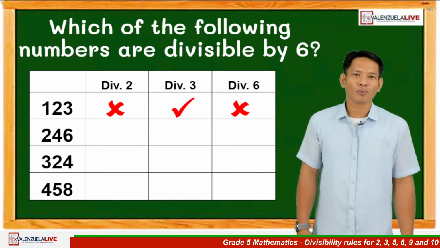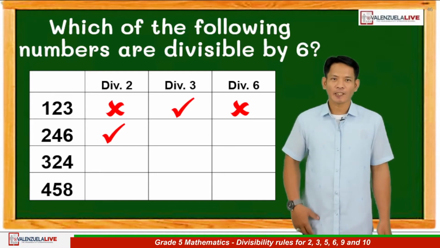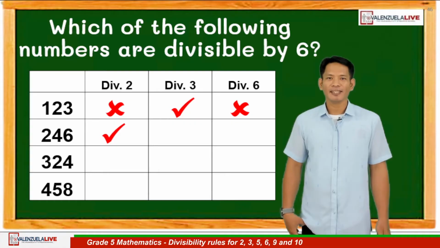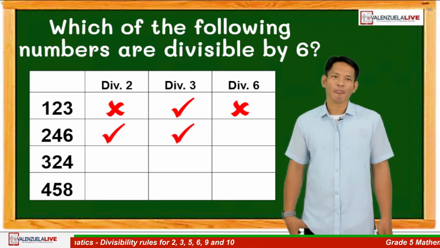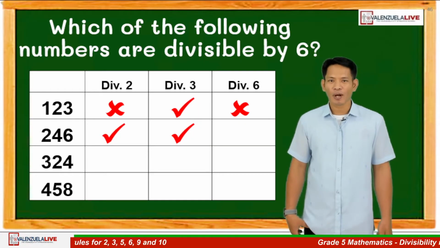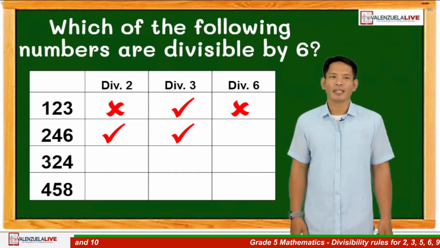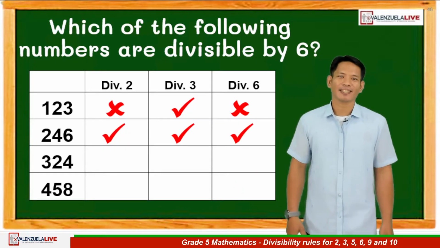How about 246? 246 is divisible by 2. Is it divisible by 3? Yes, because the sum is 12. Therefore, it is divisible by 3. Since the number 246 is divisible by 2 and also by 3, therefore, it is divisible by 6.